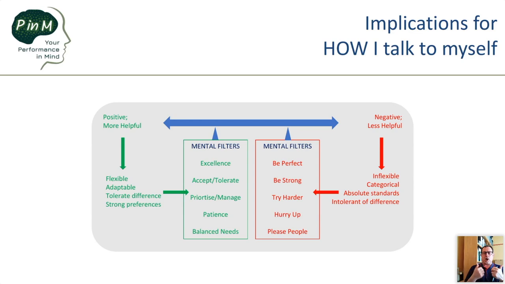And the final filter in green is balanced needs. There are times as a coach that I need to put the fencers' or the organization's needs ahead of mine. There are other times I need to put my needs, be they my individual needs or the needs of my family and friends, ahead of the organization or fencers.